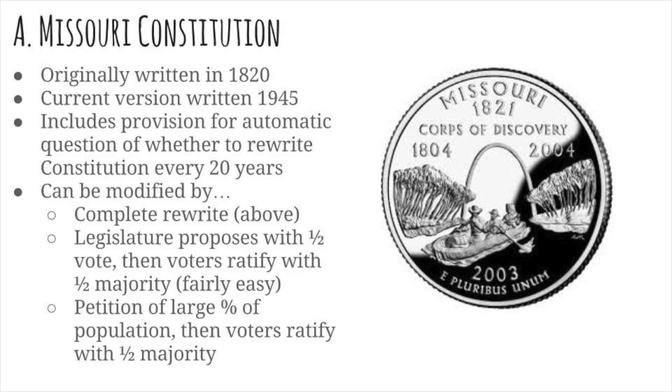There's another way to modify the Constitution. It's a little bit harder, through a petition signed by hundreds of thousands of voters, and it depends on the number of people who showed up in the previous governor election. And then the voters have to ratify that petition with a majority. So there are three different ways to modify our Constitution, and we'll next move on to the General Assembly.